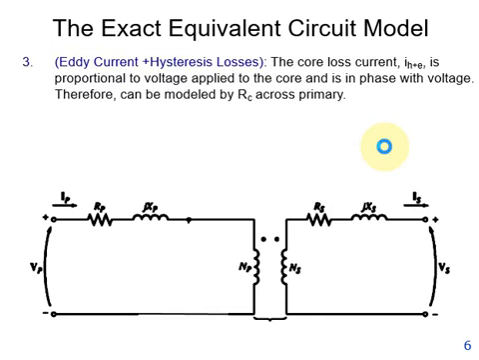Now we go to the other losses. The third one is eddy current plus hysteresis losses.